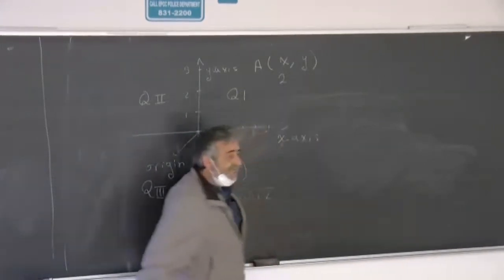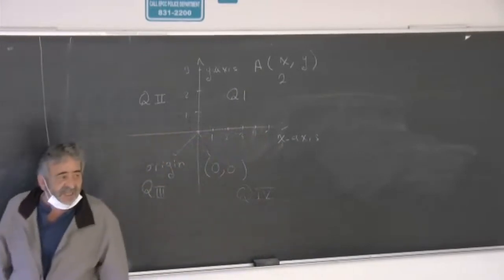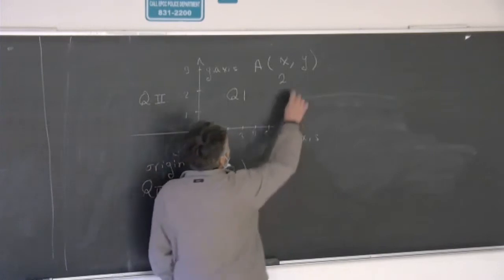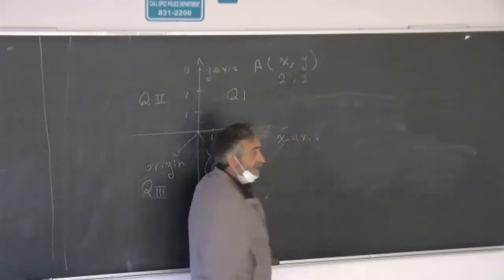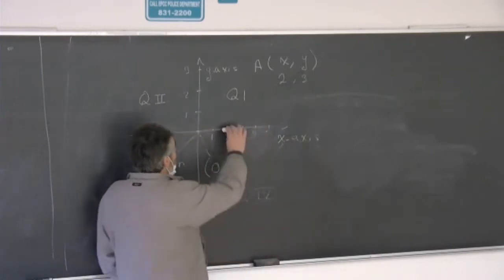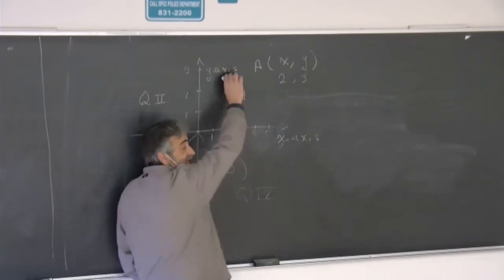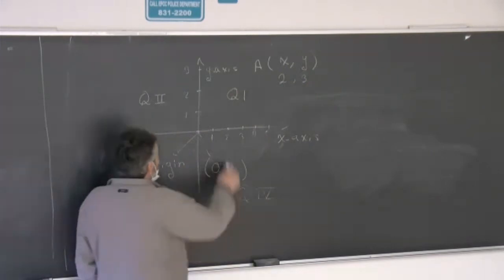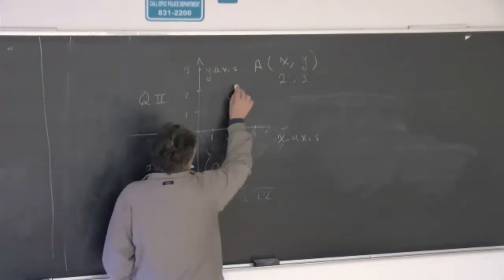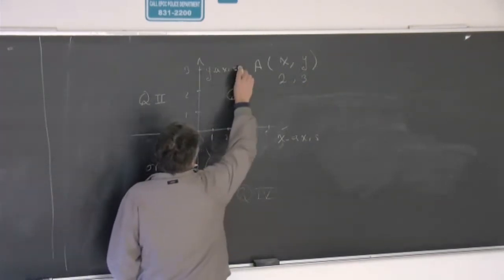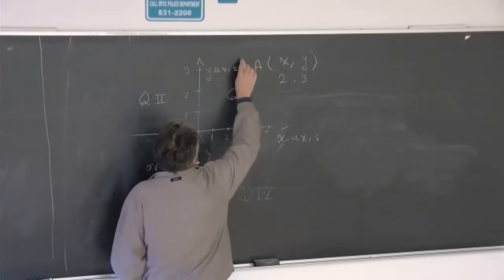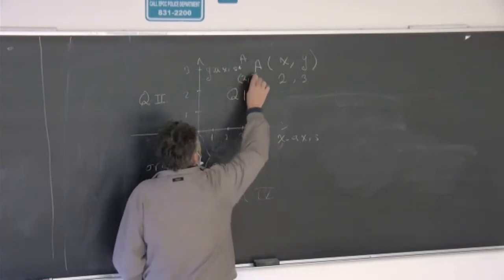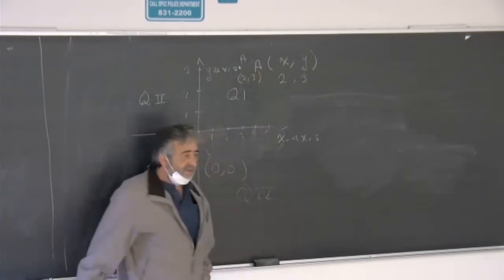Y represents the distance from the x-axis. So if this point happens to be, let's say, 2, 3, that means I'm going to go away from the x-axis 3 units. Yes? So if I go up 3 units, notice this is 1, this is 2, this is 3. So that's where the point A would be. And this A has a value 2, 3.